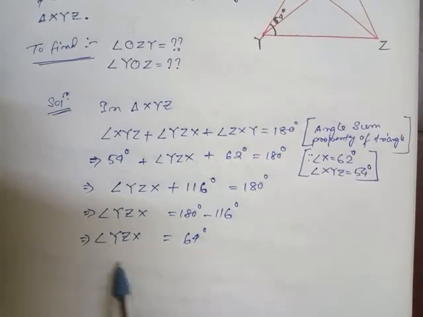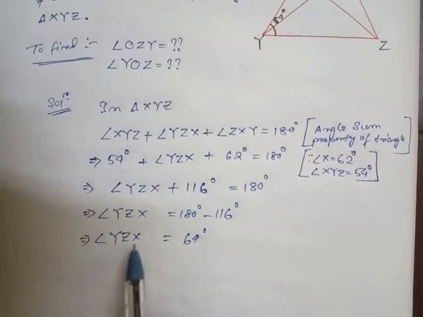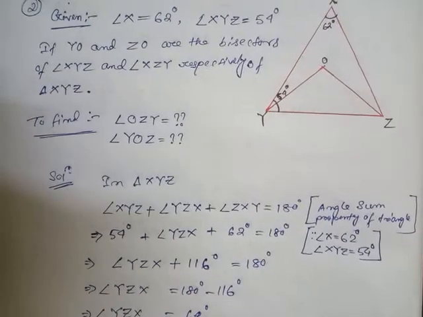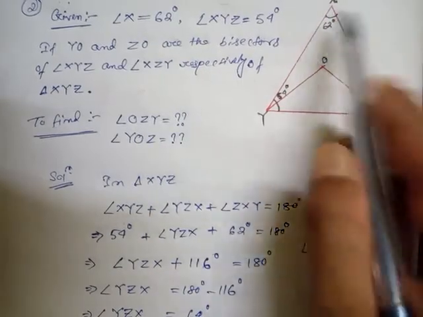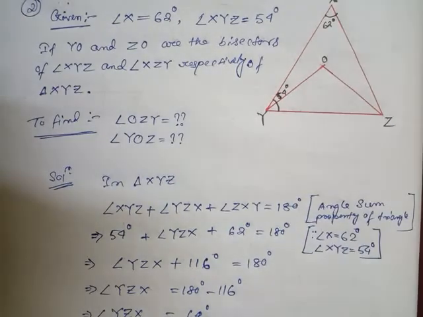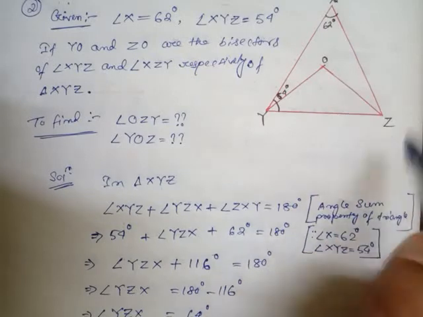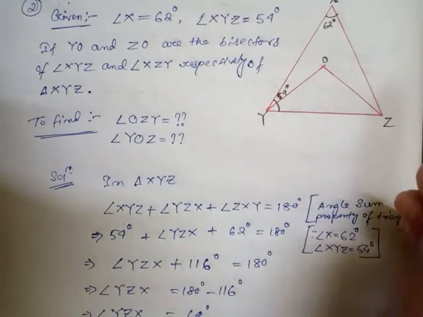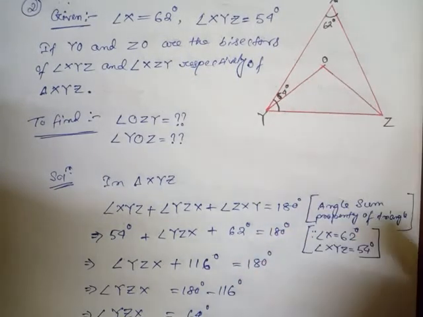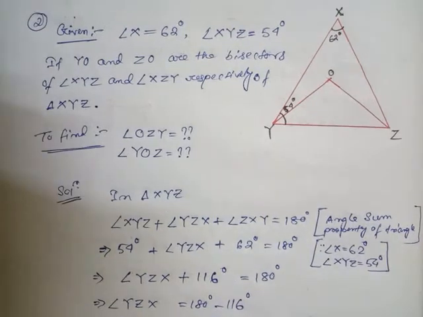This is the answer of YZX, which means students, YZX, this whole angle is 64 degrees. But here it is given YO and ZO are the bisectors. If it is a bisector, then these two angles will be equally divided. Now let's have a look.